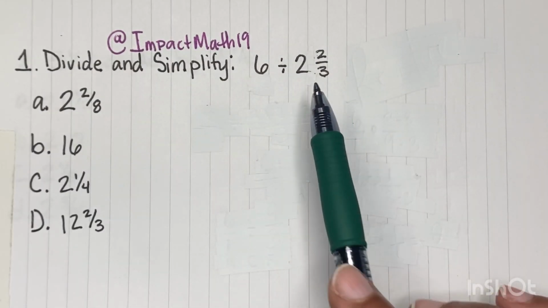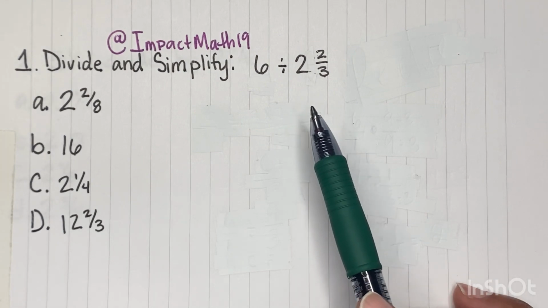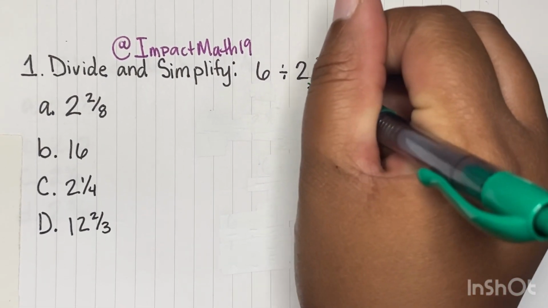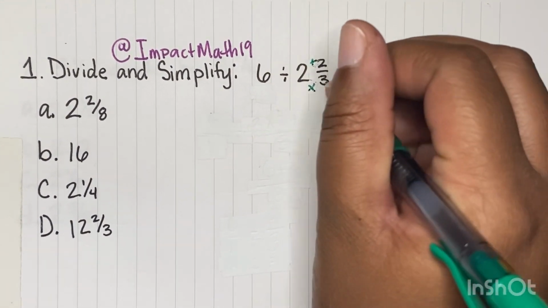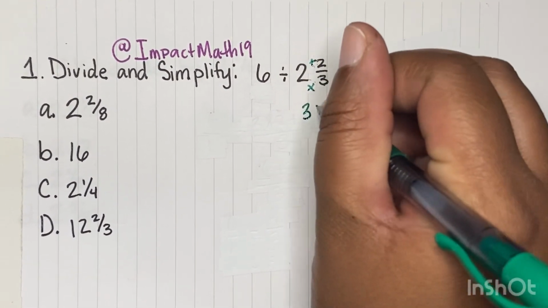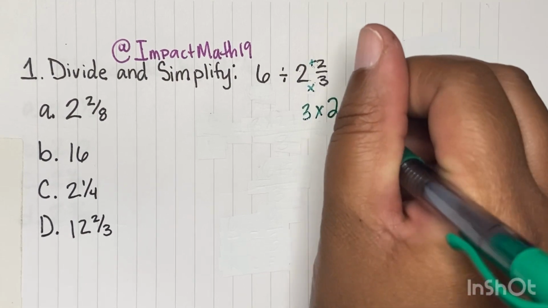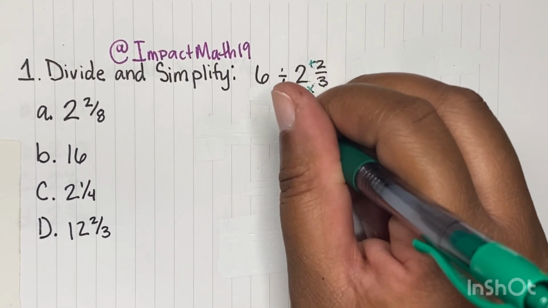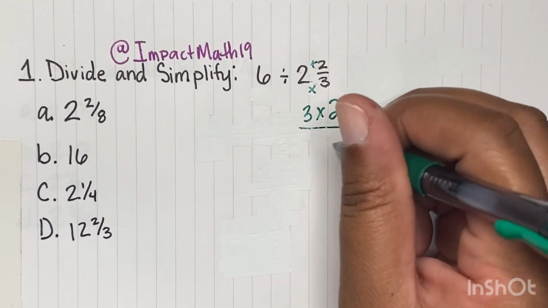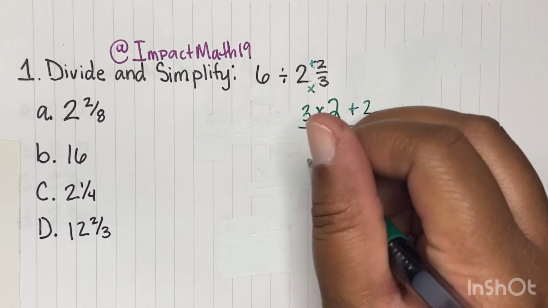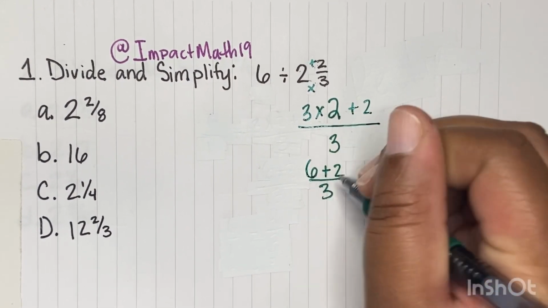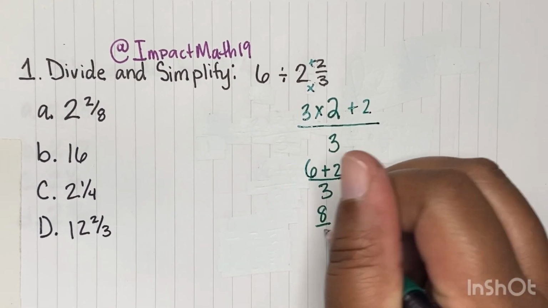And how we do that is we're going to times and then add. So we take the denominator, which is 3, times the whole number, which is 2, and we add it to the numerator, which is 2. And we put that all over 3. So 3 times 2 is 6. Drop down the 2 and the 3, and then 6 plus 2 is 8 over 3.